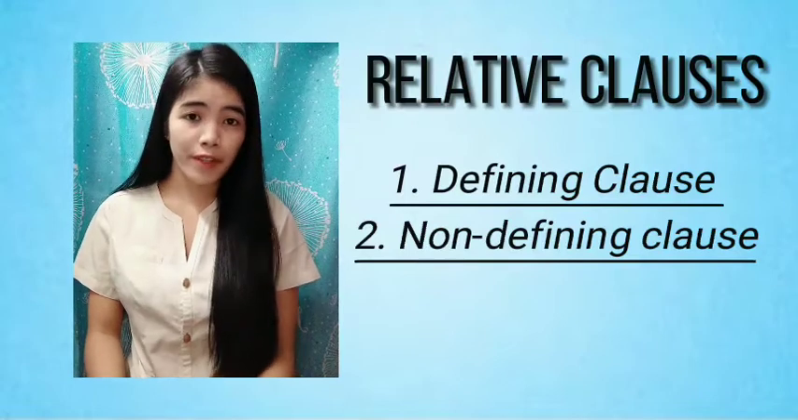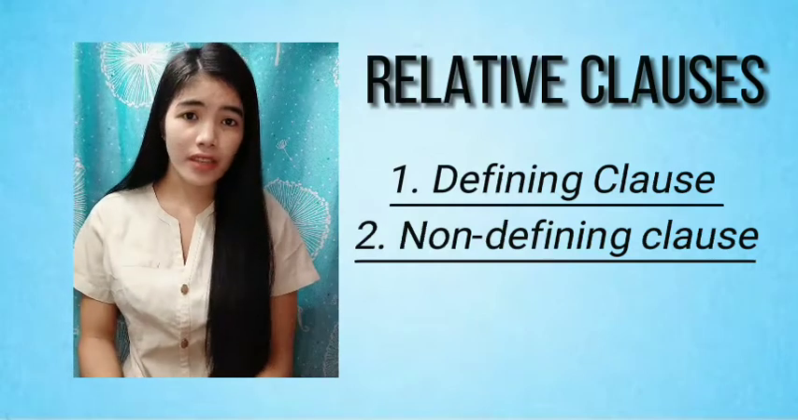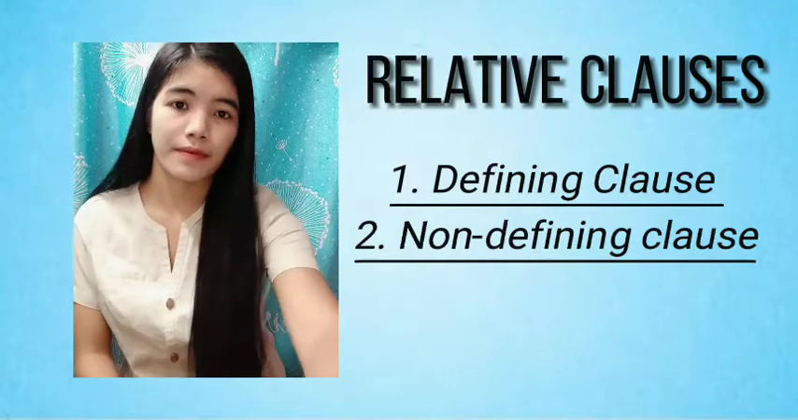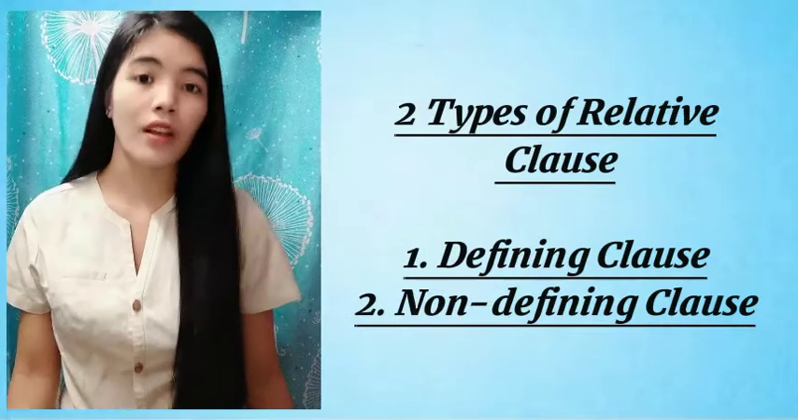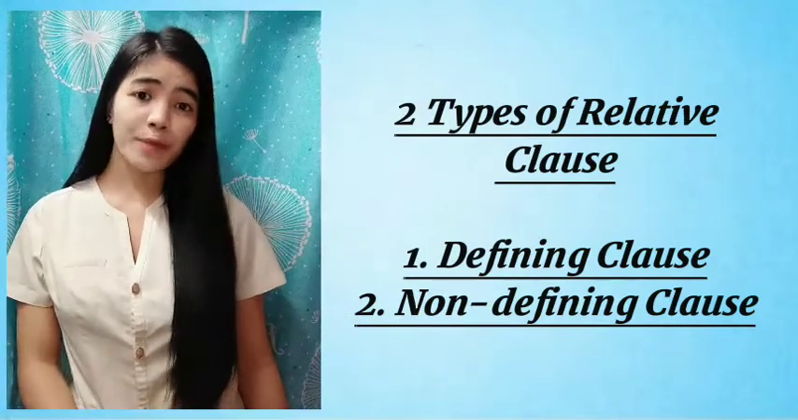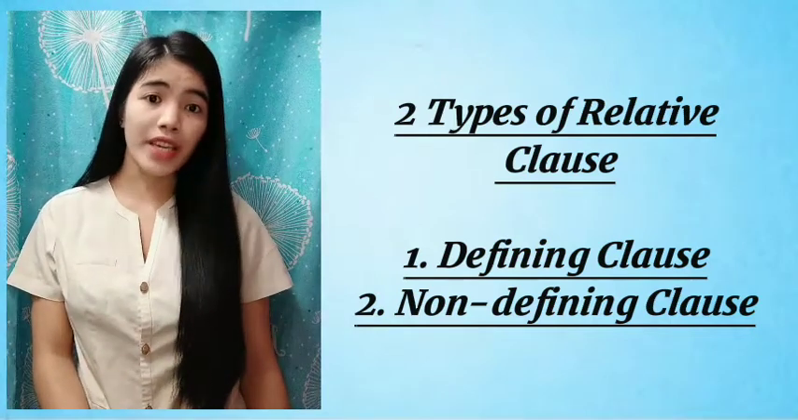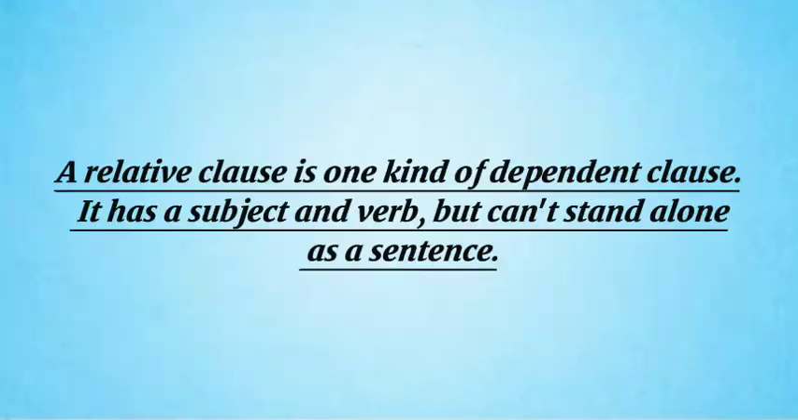So our topic for today is all about relative clauses. When we say relative clauses, there are two different types. The first one is the defining or identifying clause, which tells us which person or thing we're talking about. This clause is often information included in brackets. A relative clause is one kind of dependent clause. It has a subject and verb, but cannot stand alone as a sentence.